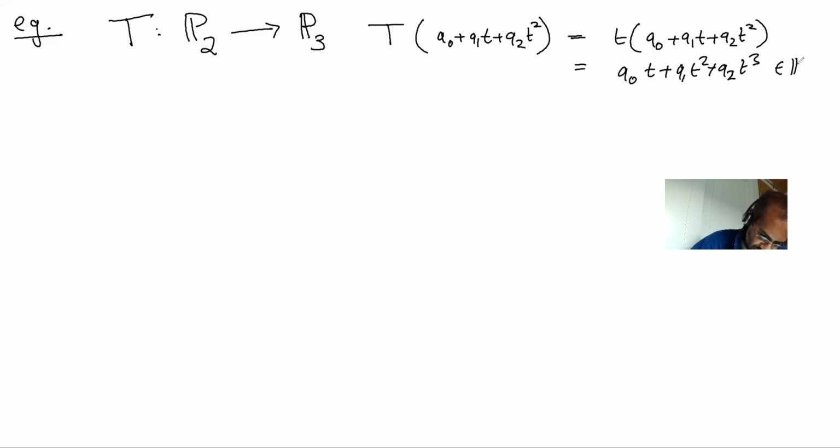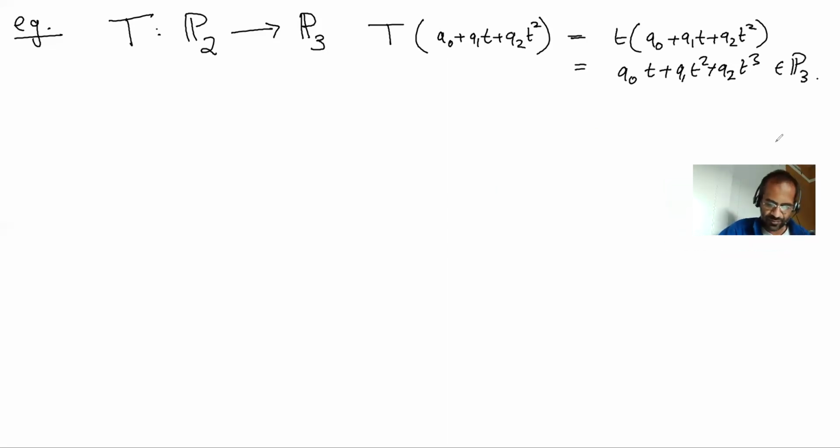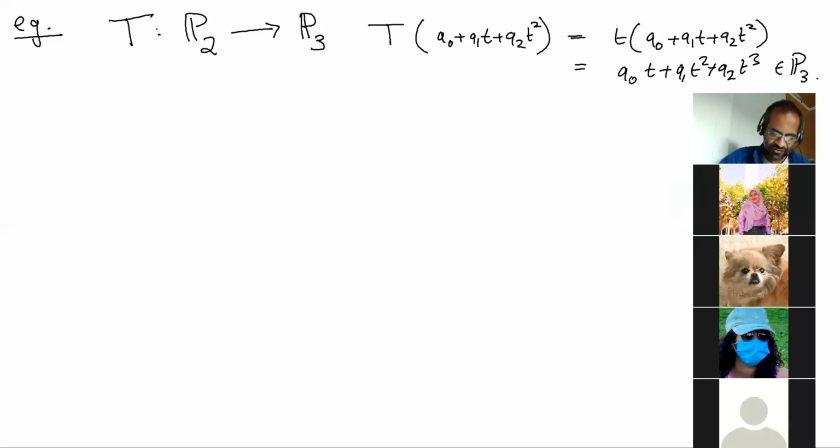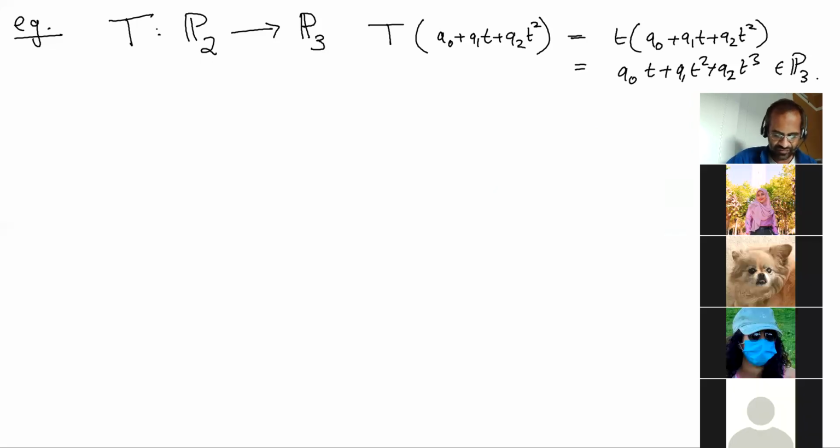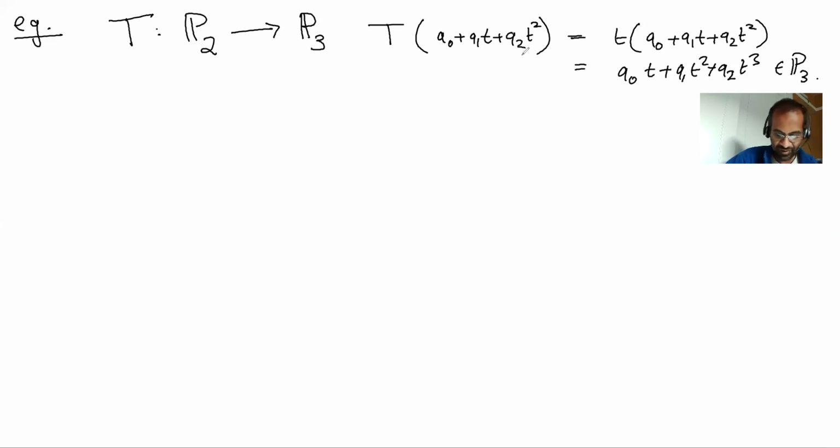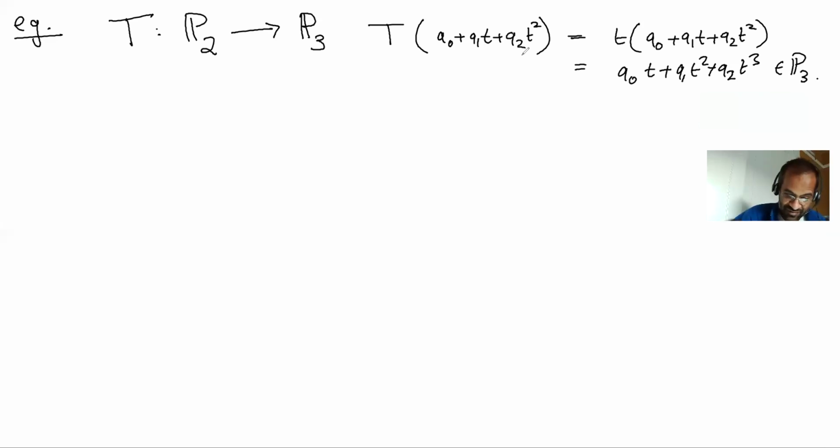And this is in P3. So now when you first see this, you might say, oh, it's multiplication, right? So maybe it's not linear. You're not supposed to multiply things. But I'm never multiplying two vectors in this, right? I'm multiplying the input vector, which is this degree 2 polynomial, by the variable t to get another vector. And this multiplication is linear. You can check that it satisfies linearity. So this is a linear transformation.